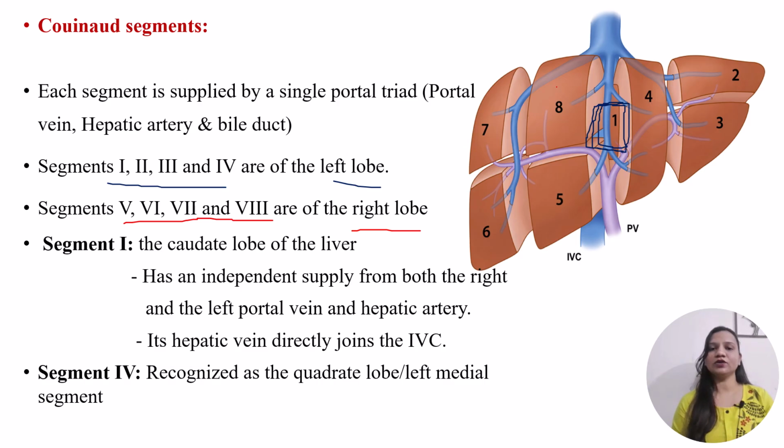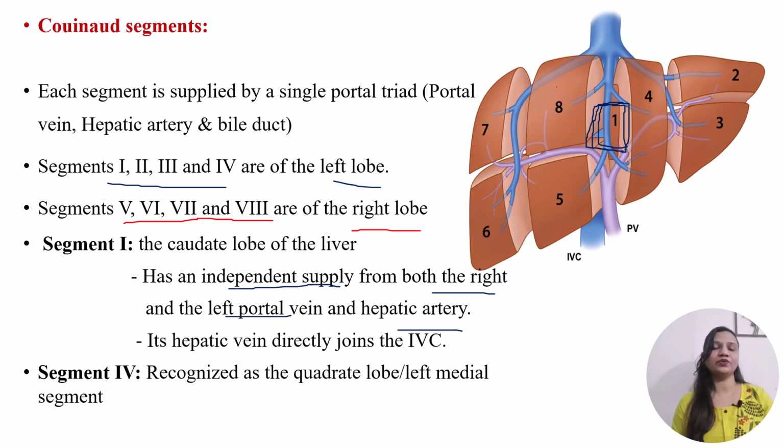What exactly the caudate lobe is, we will discuss in the next lecture. We have come across two terms, quadrate lobe and caudate lobe. Both these lobes are very important and we will discuss them in the next lecture. But for now you have to keep in mind that segment 1 is actually the caudate lobe of the liver, which is present on the posterior surface. It has an independent supply from both the right and left portal vein and hepatic artery.